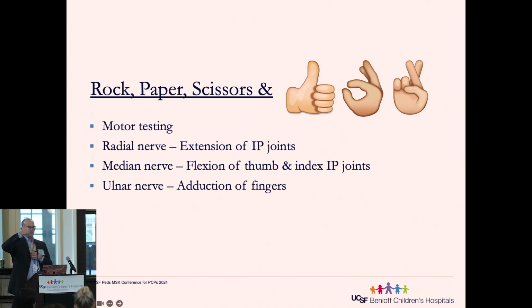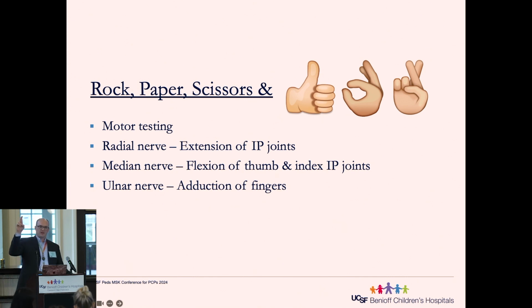So you've got your thumbs up. Anybody know what that is? What nerve? Radial, I think I heard our PA corner in the back. Good job. So if they can do a thumbs up, specifically looking at the IP joint of the thumb extending, that is intact radial nerve. If they can do an okay, and I tell people not a teardrop, all right, so it's not crying, sad, okay, it's a circle, because you need to bend at the IP joints of the index finger. That's the median nerve function.